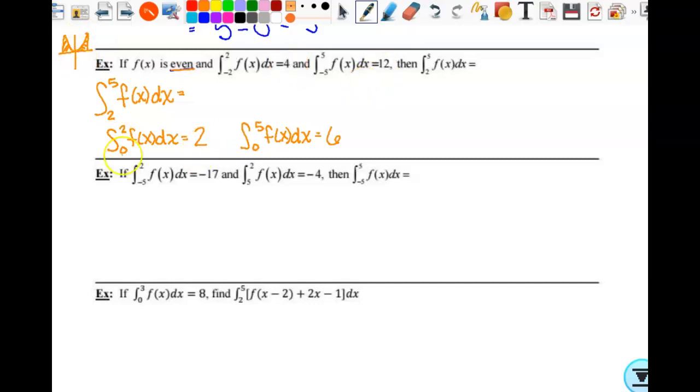Now, by starting at 0 and going to 2 and 0 going to 5, can I do something to get this? Yes, I can take this one and subtract this one. So this is equal to the integral from 0 to 5 of f of x dx minus the integral from 0 to 2 f of x dx. And that would leave me from 2 to 5. I know that this one is 6, so this is going to be 6 minus 2. And my answer is 4.